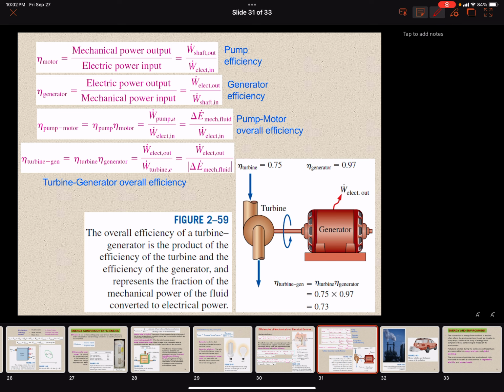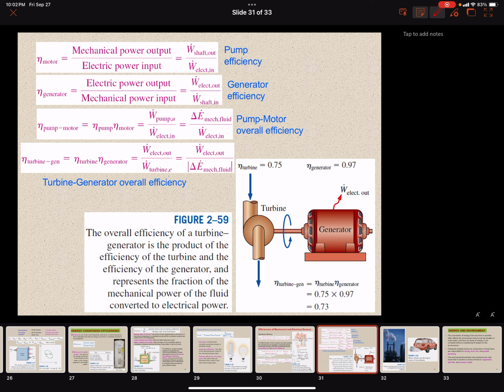This slide shows the concept of combined efficiency for systems like turbine and generator. It shows how to calculate overall efficiency by multiplying the individual efficiency of the turbine and generator. The formula for turbine generator overall efficiency is given with an example in this figure.